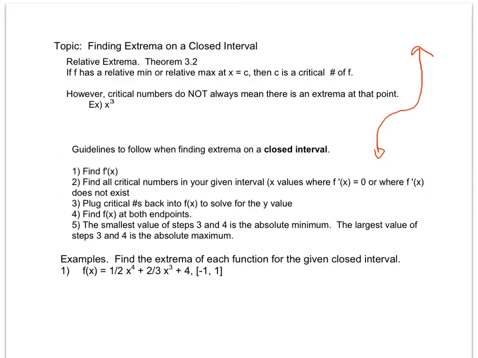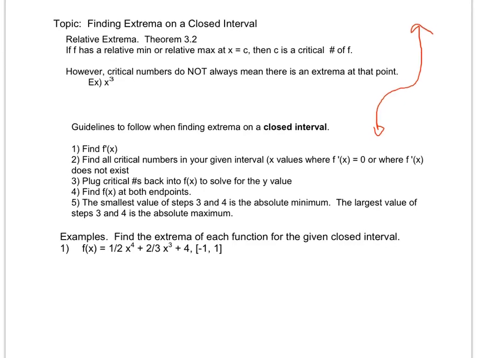Well, here's the guidelines I'm going to follow. I want to first find my derivative, then find all my critical numbers, then I'll plug both my critical numbers and my endpoints back into my original equation, and whichever of those gives me the smallest value, it's my absolute minimum. Whichever of those gives me my largest value is my absolute maximum.